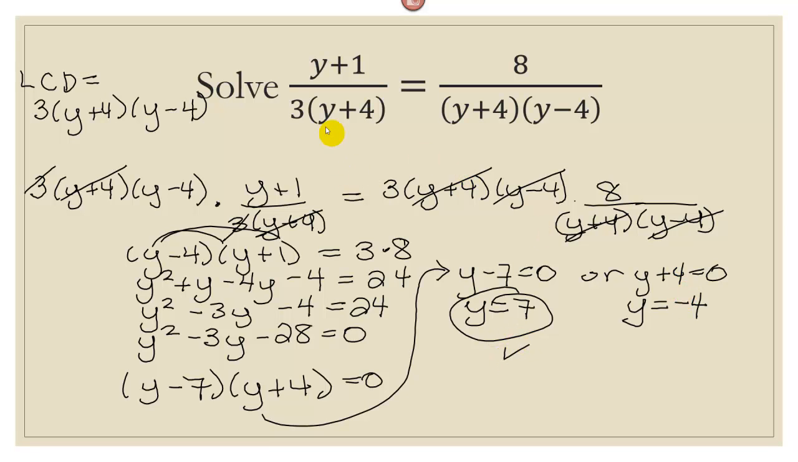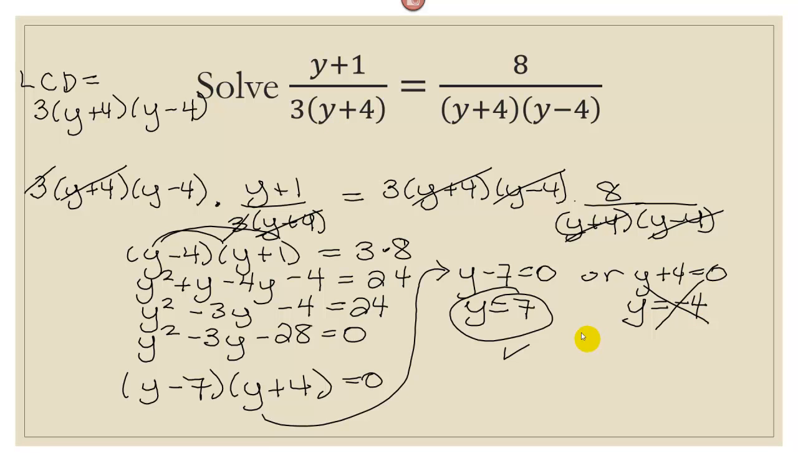All right, what about negative 4? If we plug in negative 4 into this first one, we'd have 3 times negative 4 plus 4. Well, negative 4 plus 4 is 0. So if we plug in negative 4 here, we're going to get 0 in the denominator because 3 times 0 is 0. So that is not a valid solution.